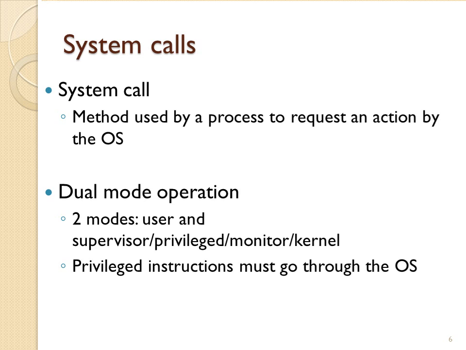And one of the ways in which this is implemented is through dual mode operation, where you have two modes of operation in your system. You have user mode, which the applications run in, and then you have kernel mode or supervisor mode or monitor or privileged mode. These are all interchangeable. You only have two modes, user mode and the privileged mode, which is the kernel mode, and all privileged instructions must go through the operating system and give control to the operating system to do any of these types of operations.